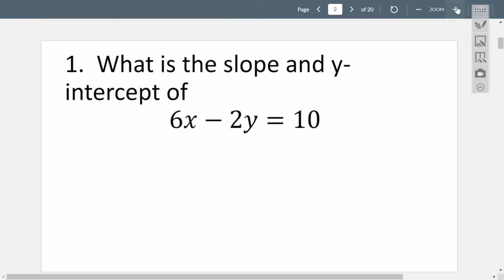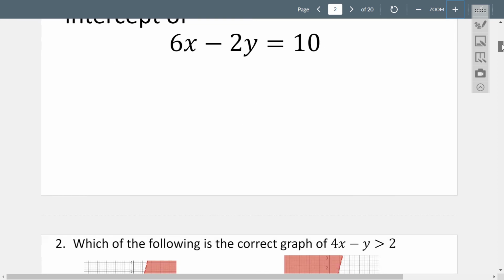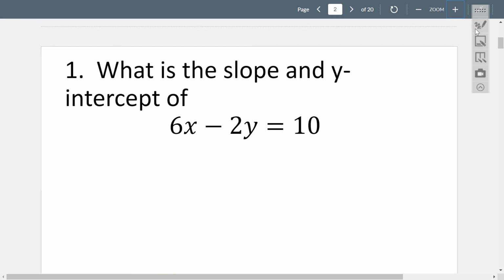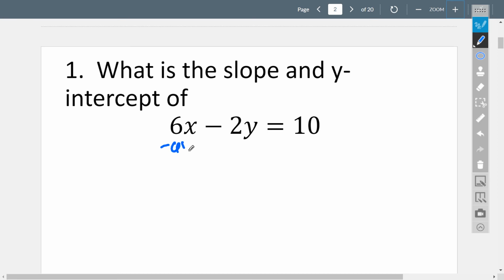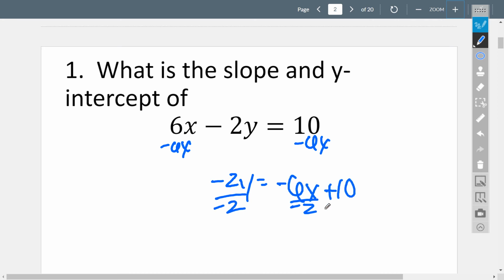First one we have here, what is the slope and y-intercept of this line? So this is pretty straightforward. We just need to put this into slope-intercept form by solving for y. So we'll move the x to the other side, giving us negative 2y is equal to negative 6x plus 10. We'll divide everything by negative 2, giving us y is equal to 3x minus 5.